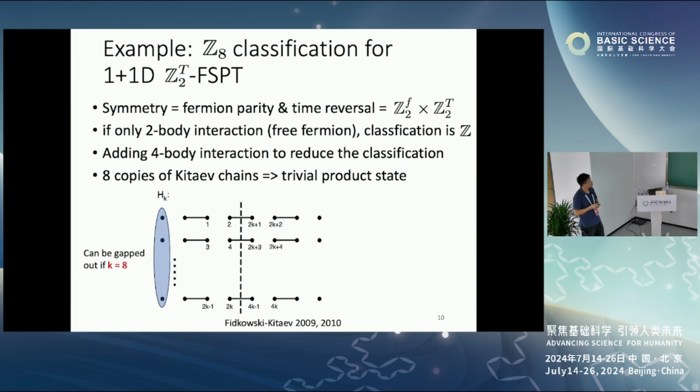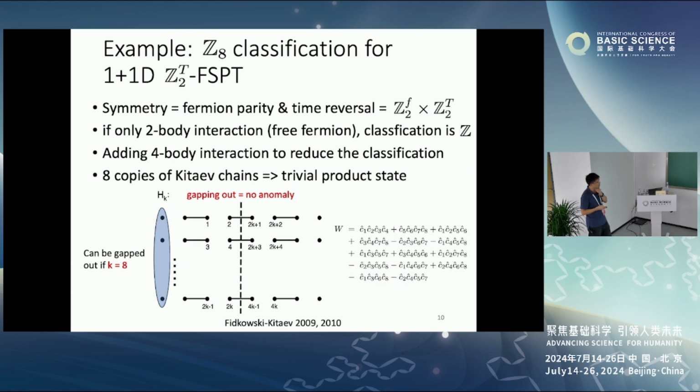The problem is that if we add four-body interaction into the system, for example if k is 8, and we add the interaction for this boundary Majorana fermion, Fidkowski and Kitaev found that this Hamiltonian, this W, with very complicated four-body interaction, will drive this state into a trivial product state. That means it is a gapped Hamiltonian, both in the bulk and on the boundary. So it's a trivial SPT. And the triviality can be seen in two different ways. One is from the bulk. The bulk is an SPT state, but now with 8 copies of the Kitaev chain, this bulk becomes trivial.